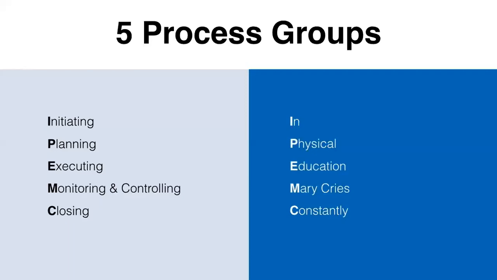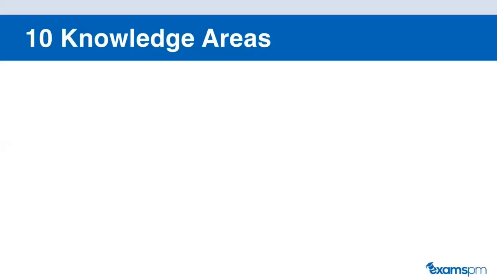A quick way to help you memorize the 5 process groups is using this rhyme. So the 5 process groups are initiating, planning, executing, monitoring and controlling, and closing. So the first letters of these 5 process groups match with the phrase, "In physical education, Mary cries constantly." It's much easier to remember this phrase, and you can use this quick phrase to help you memorize the 5 process groups. Now let's move on to our knowledge areas.